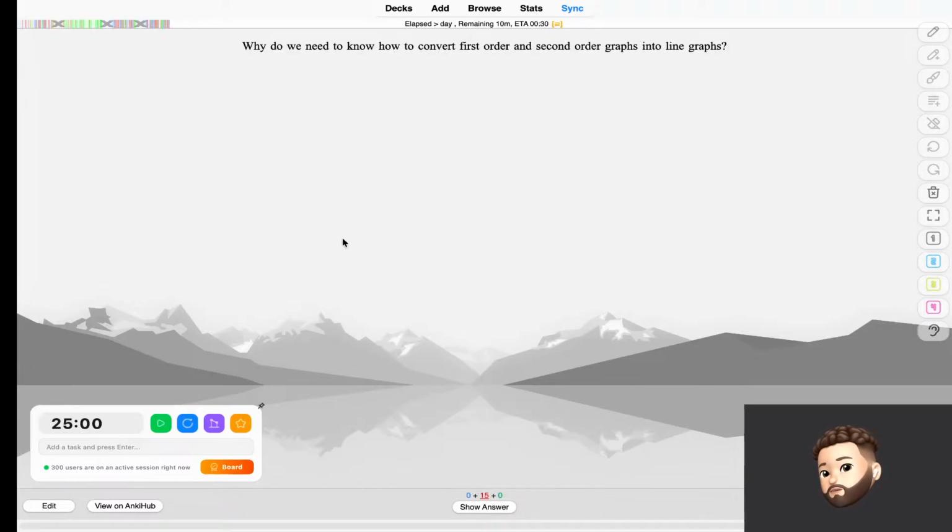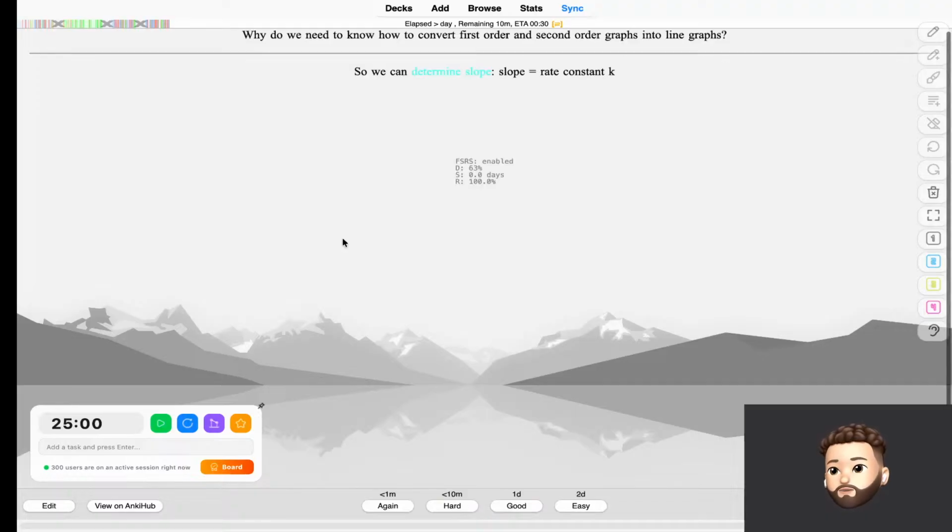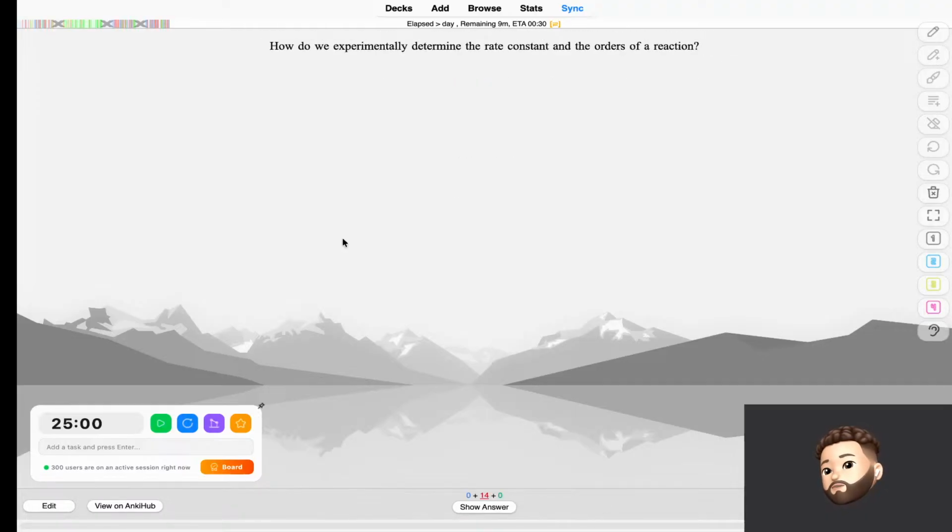Why do we need to know? Because the line graphs help us determine what the rate constant is using the slope. It's like whatever you multiply the reactant by, and the resulting multiple of the rate itself, and then you figure out the order by just solving for what's left.